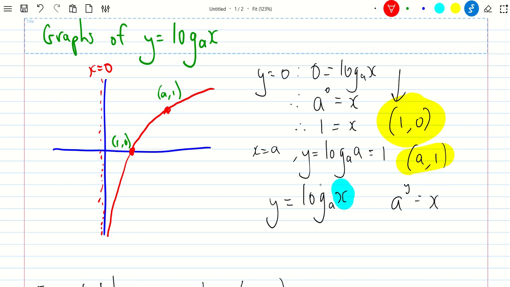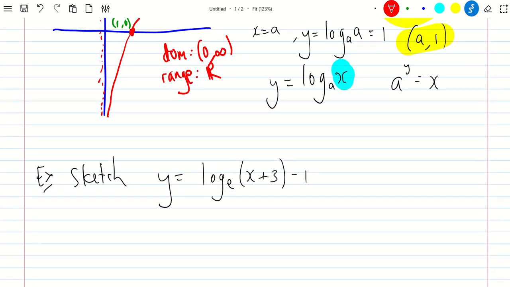Maybe we'll just write down the domain and range just to make it complete. What's the domain? Well, it goes from 0 to infinity. And what's the range? The range is all real values. It keeps increasing forever. It just increases at a slower rate as x gets bigger and bigger. Okay, very good. Let's try to sketch some of these.